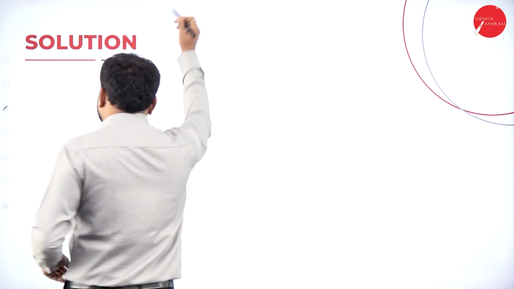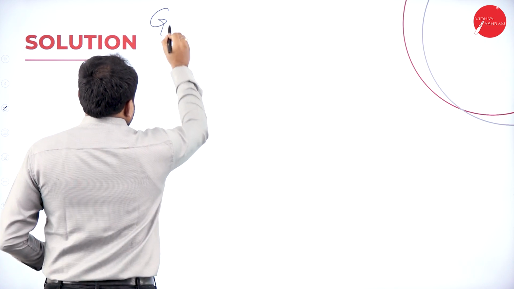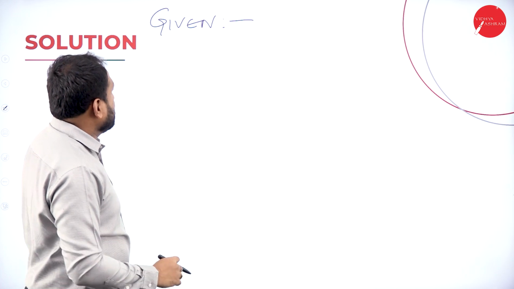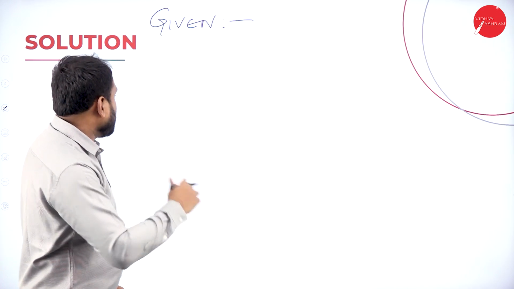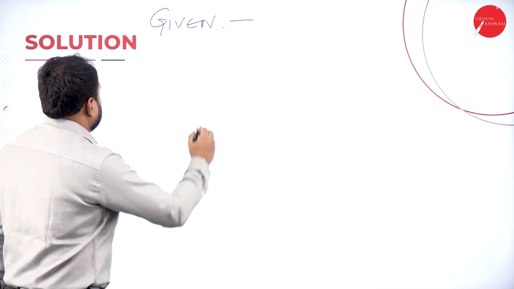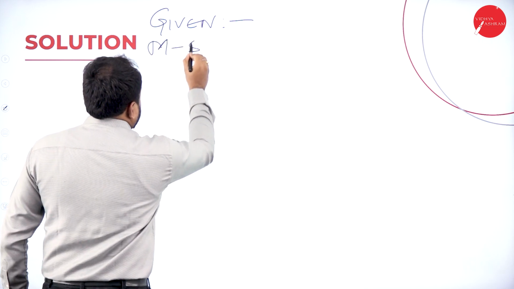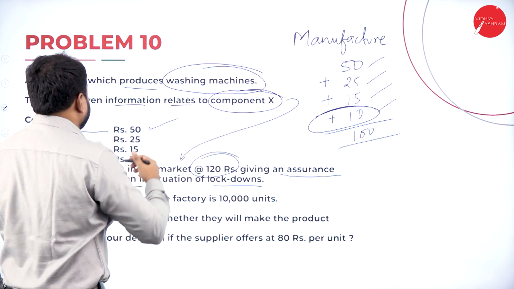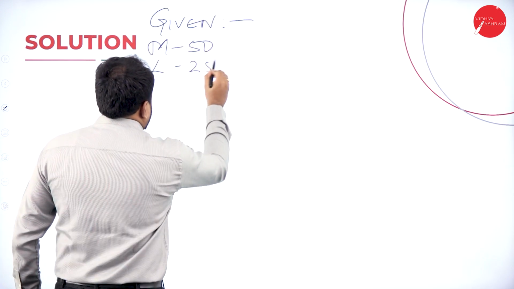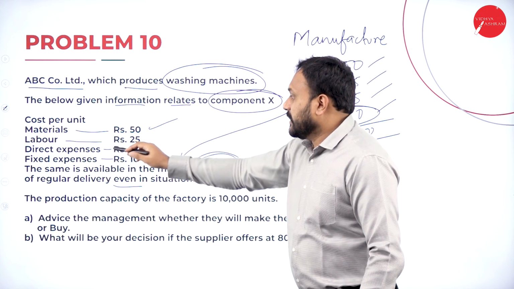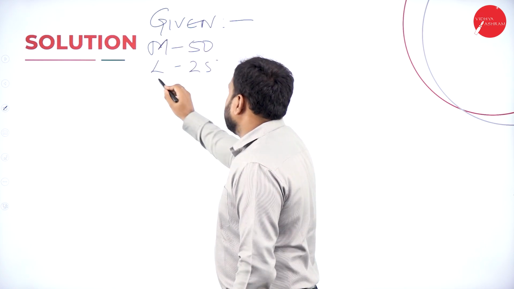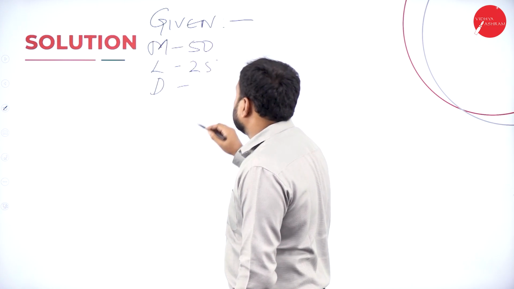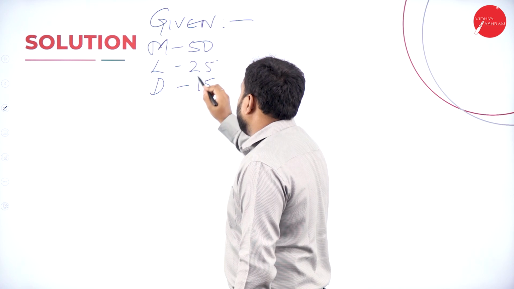So here, solution. Now we will write down here, given. See, it's a 10 marks question. When you write that given, understand, we have what? Material. Now we'll write here, material is 50 rupees. Next, we have labor. Labor is 25 rupees. Next, we have direct expenses. Direct expenses is how much? We have direct expenses is 15. We'll write here 15.